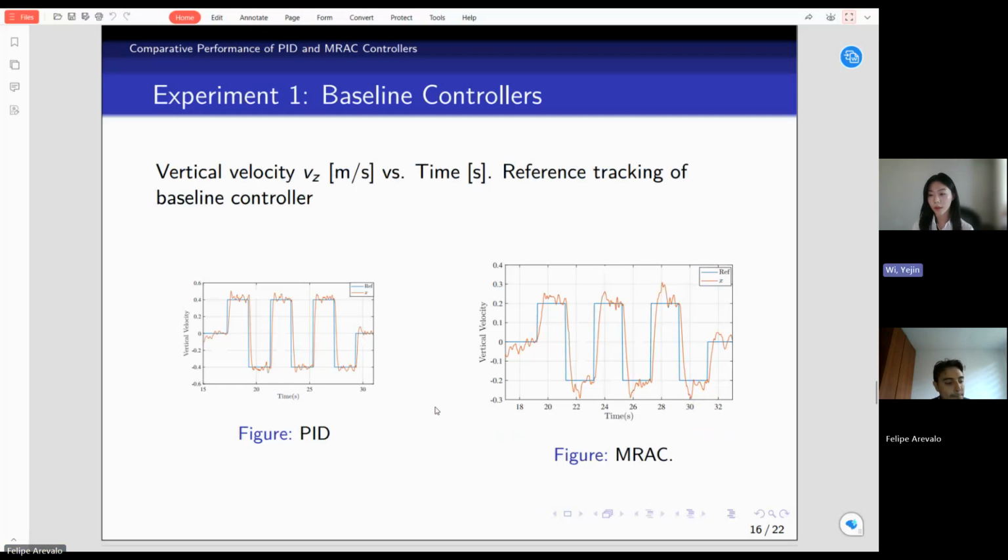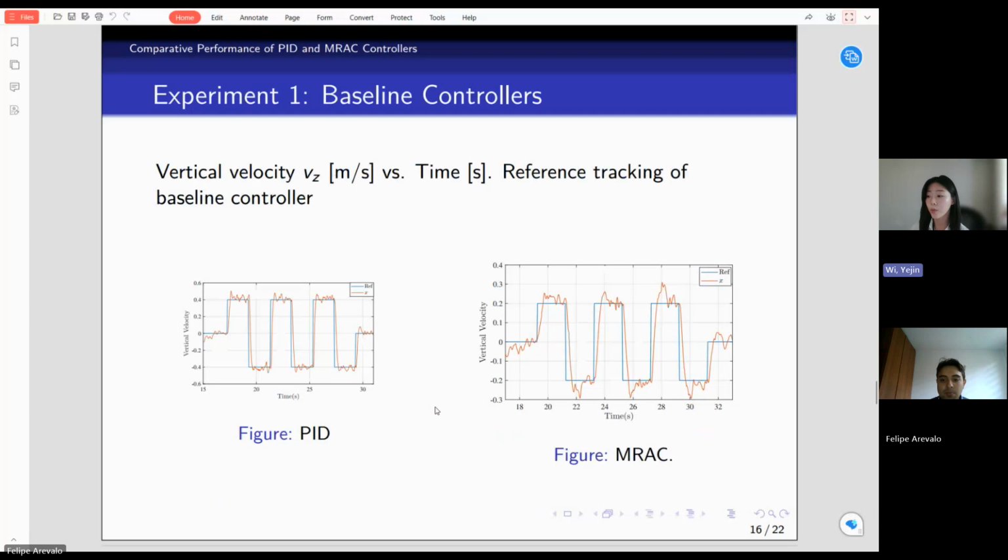Yeah, so in this paper, we conducted 5 experiments to verify the communication stability of the MRAC controller and compare both controllers' performances in terms of robustness with or without some weights and energy consumption.